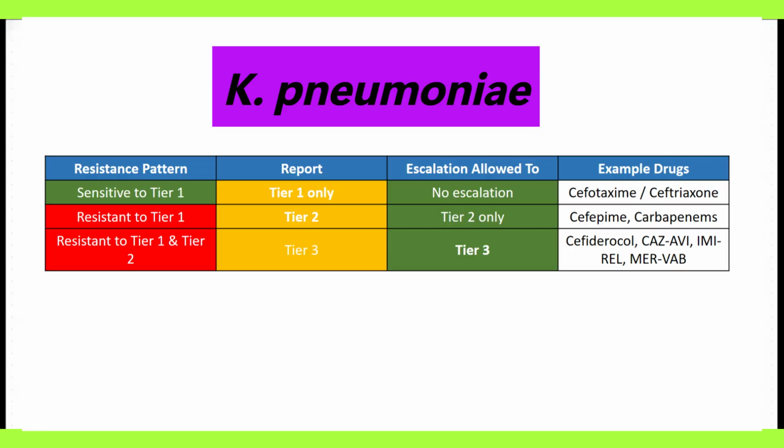Let's make this real with an example. Say you have Klebsiella pneumoniae. If it's resistant to the Tier 1 drug, ceftriaxone, then the report will cascade and show the result for the Tier 2 drug, cefepime.